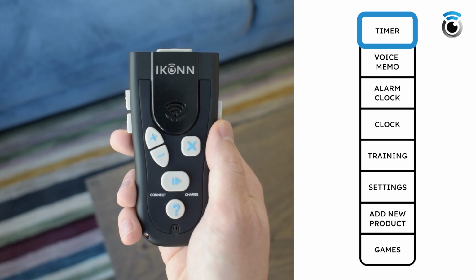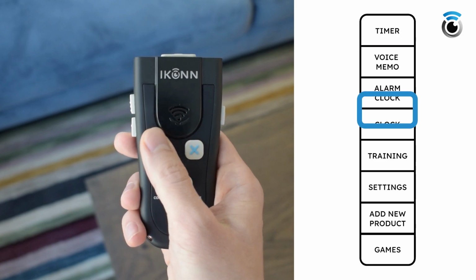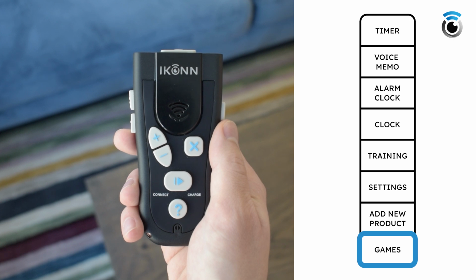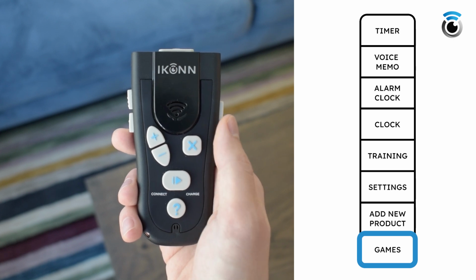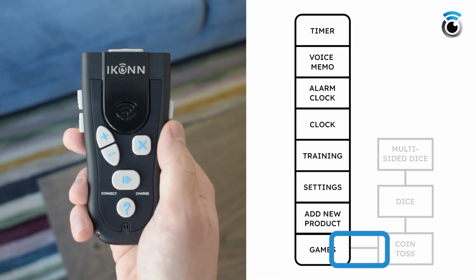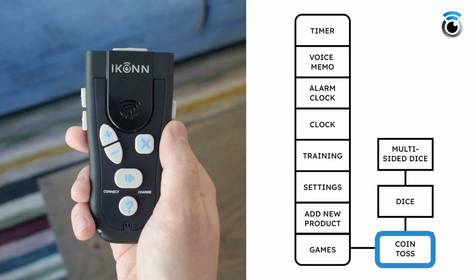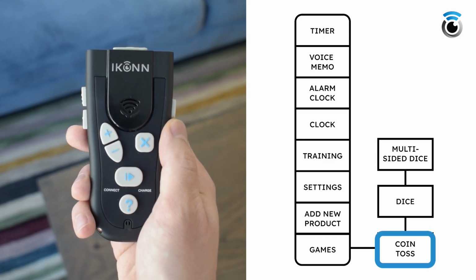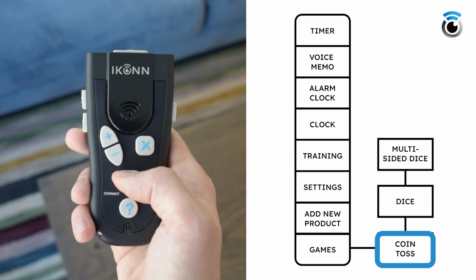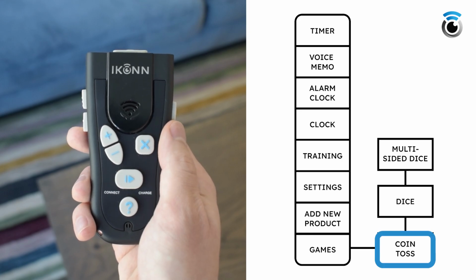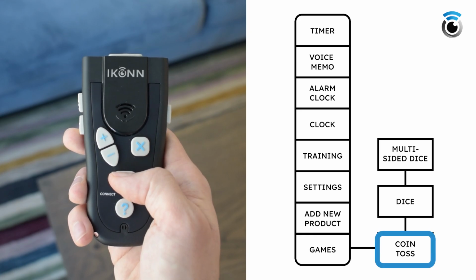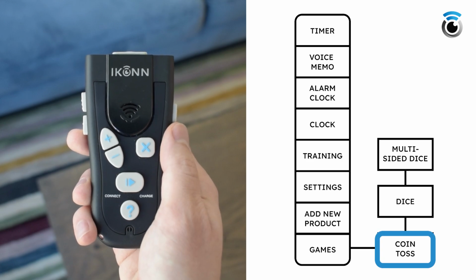Games function offers simple, interactive features such as a virtual coin toss and dice roll, allowing you to make random selections or add a playful element to daily activities. Games. Toss a coin. Press OK to toss a coin. Each press gives a new result. Heads. Tails.